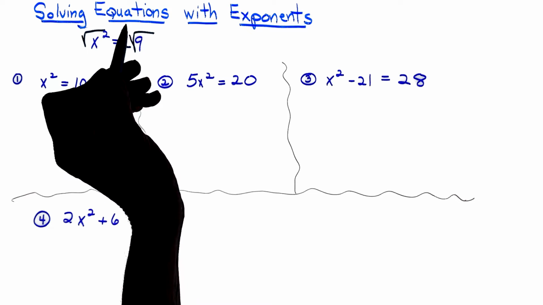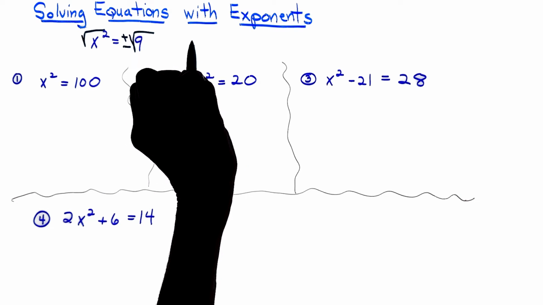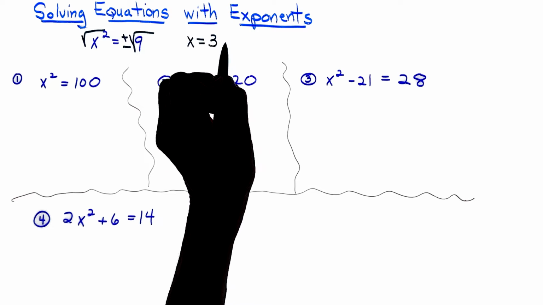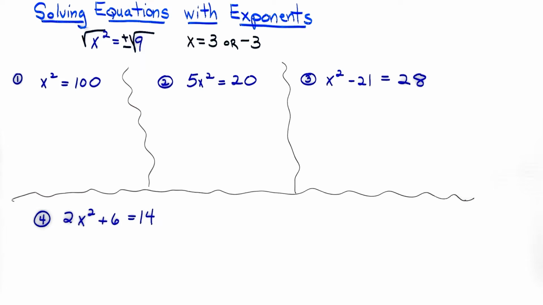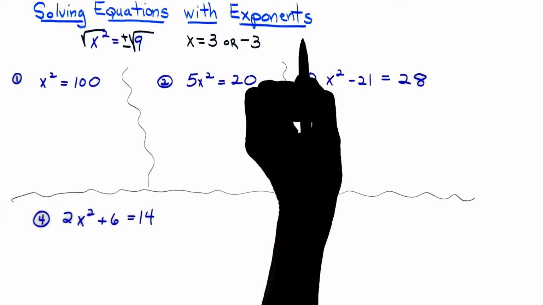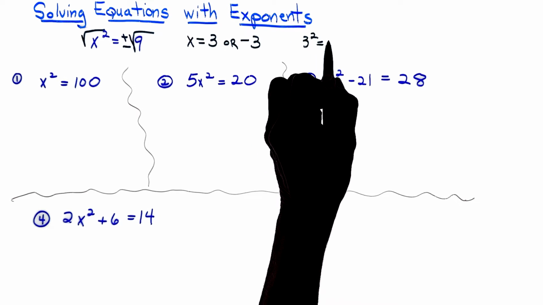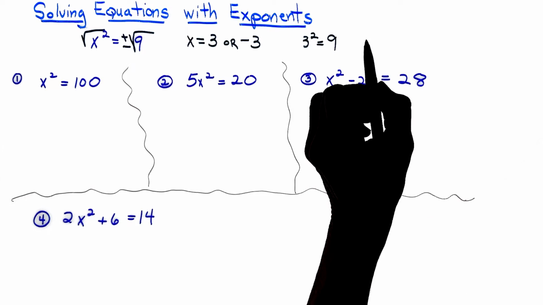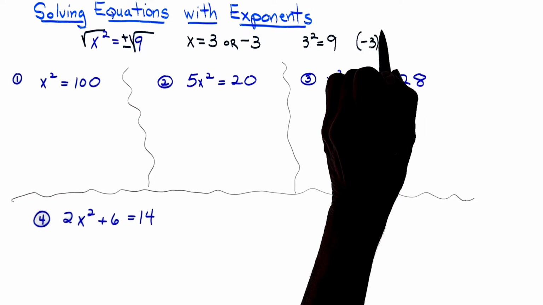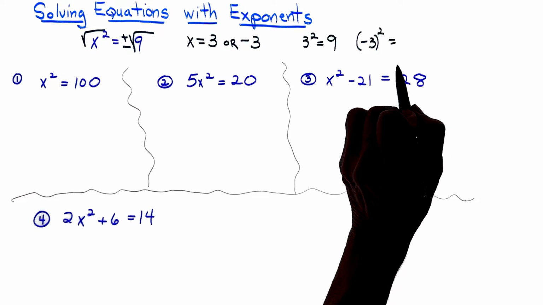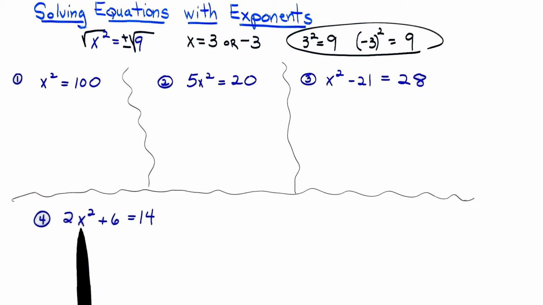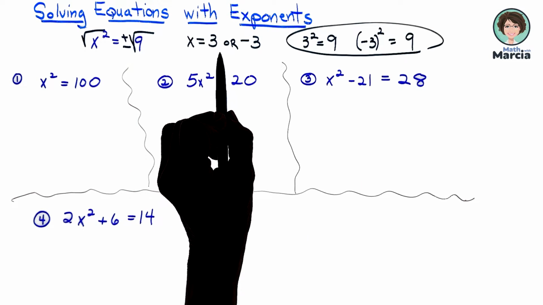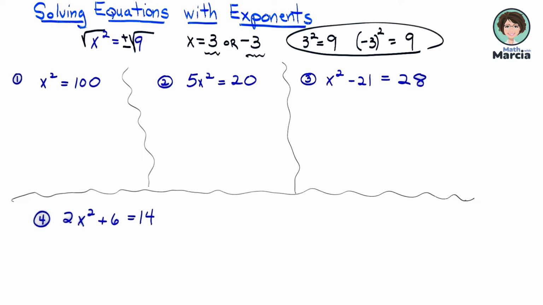So with taking the square root of both sides, I know x is going to be equal to 3, or x could be equal to negative 3. Both of them would make the equation true. So let's check it out. If I do 3 squared, is that equal to 9? Yes. If I do negative 3 squared, negative 3 times negative 3, is that equal to 9? Both of these are true. So all of our answers will have a positive number and a negative number.